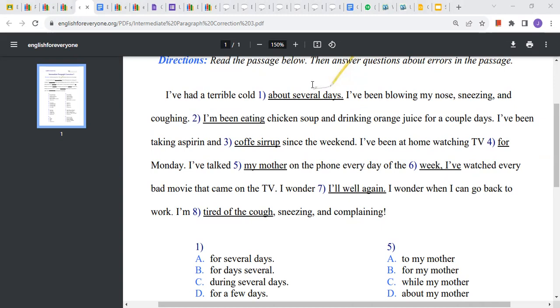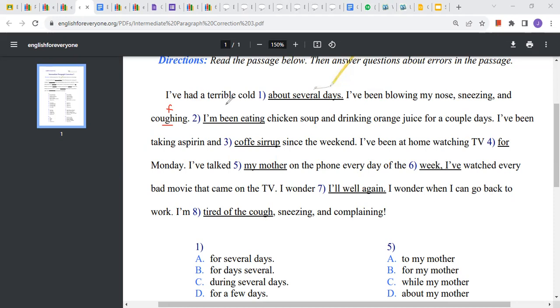Yes, doctor. I have had a terrible cold about several terrible days. I have been blowing my nose, sneezing, and coughing. I have been eating chicken soup and drinking orange juice for a couple of days. I have been taking aspirin and coffee syrup.